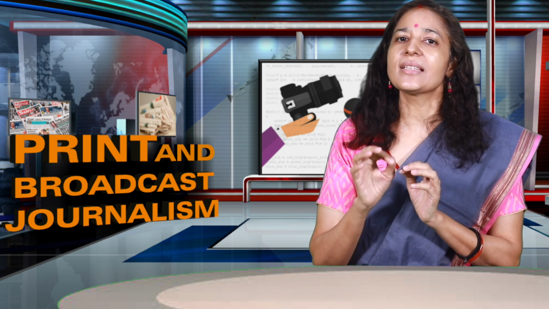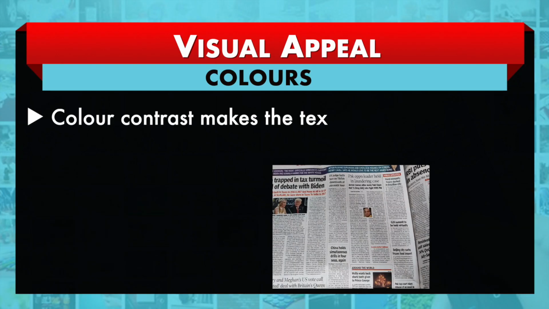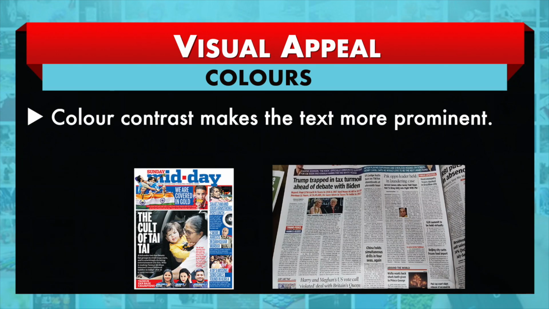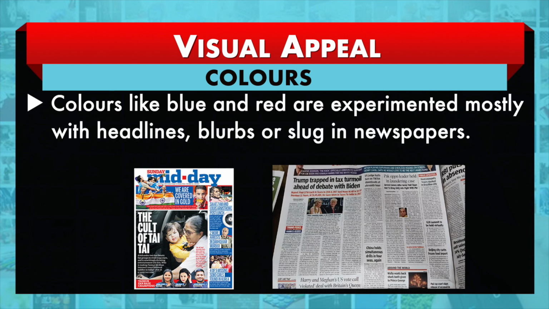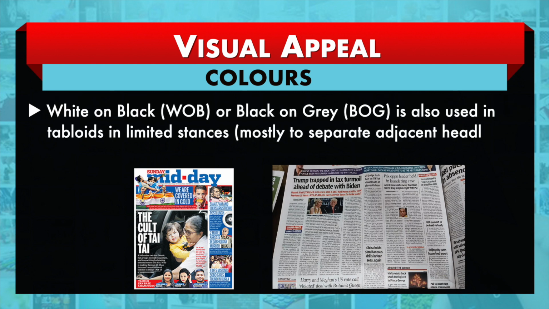Another visual element is color. It makes the text more prominent. Color contrast works like drawing and highlighter to separate the needed content from the rest. Other than black and white, in text, colors like blue and red are experimented mostly with headlines, blurbs, or slug in newspapers. White on black, that is called WOB, or black on grey, in other words BOG, is also used in tabloids in limited instances, mostly to separate adjacent headlines.